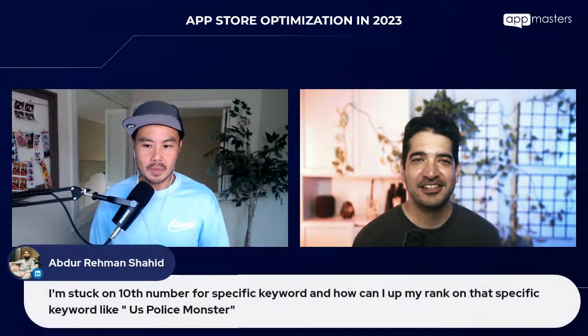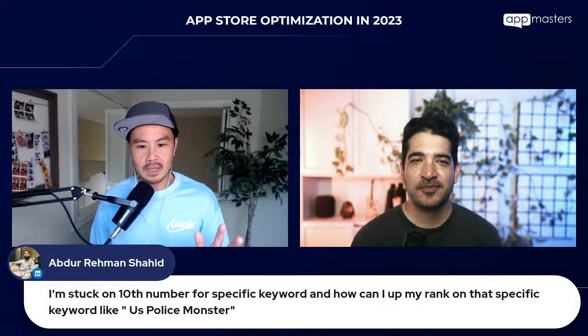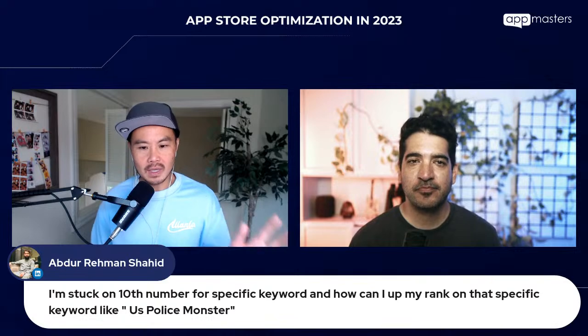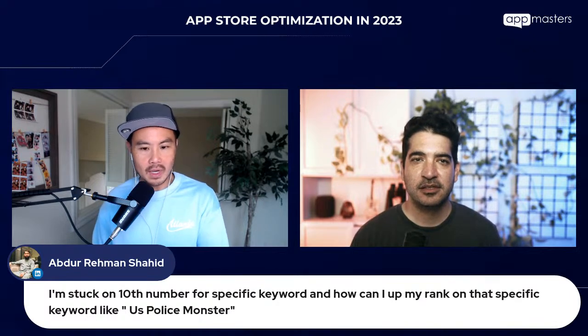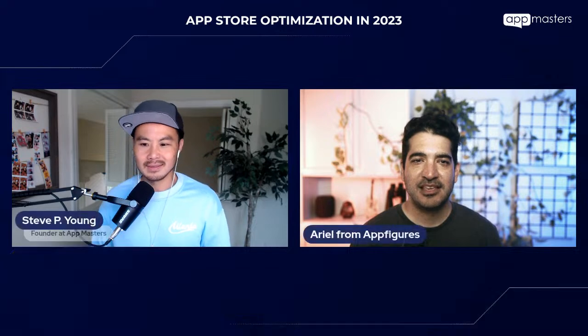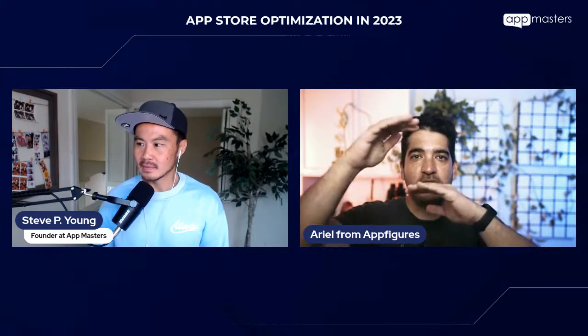This is the topic I want to talk about. If we are stuck in the top 10, Ariel, any tips on how do we get it to the top 3? So Abdur asks, I'm stuck on the 10th position for a specific keyword. How can I rank it up for that keyword? That is a very interesting keyword. So it goes back to the same question from before from Yulia, I believe. It's really about what are those top apps doing? So 1, 2, 3, 4, 5. What is happening over there?